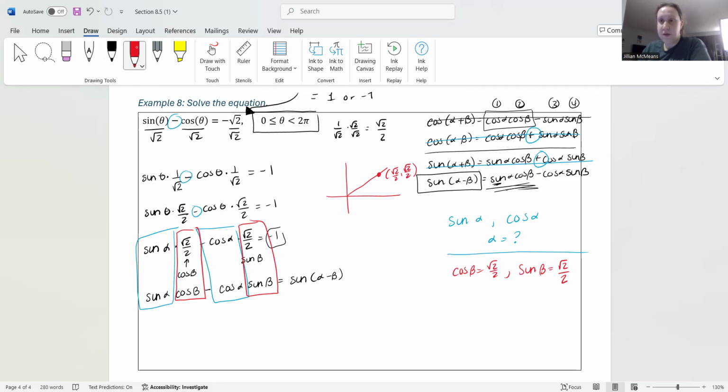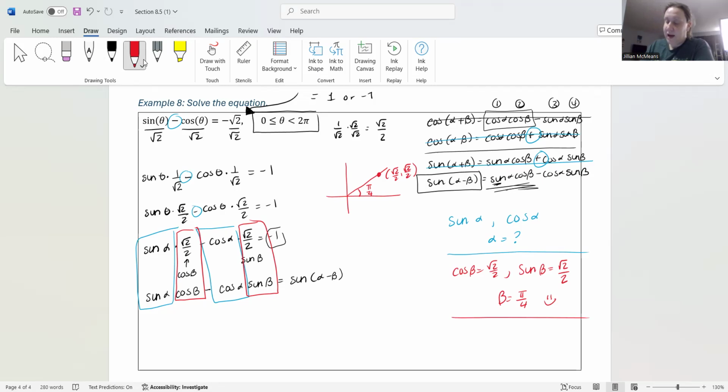What angle gives us that ratio? Well, the angle is pi over 4. So we now know that beta has to be pi over 4, because that's the angle that gives us a cosine ratio and a sine ratio of root 2 over 2. So beta equals pi over 4. So we have some really good stuff happening here.